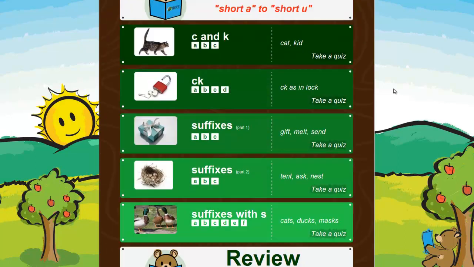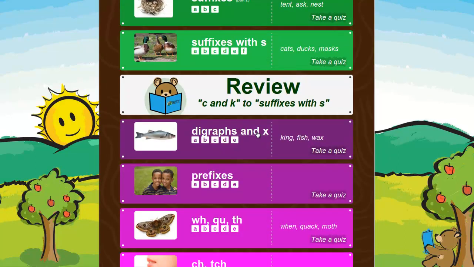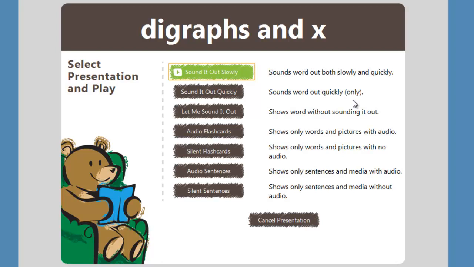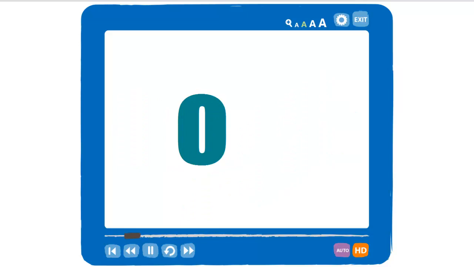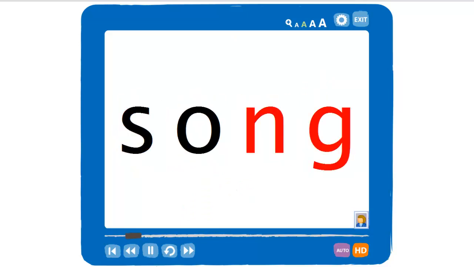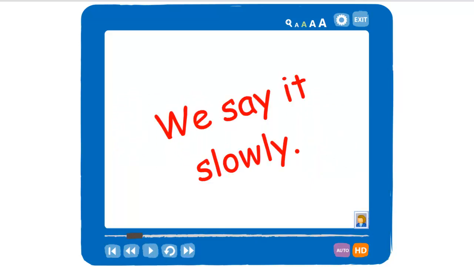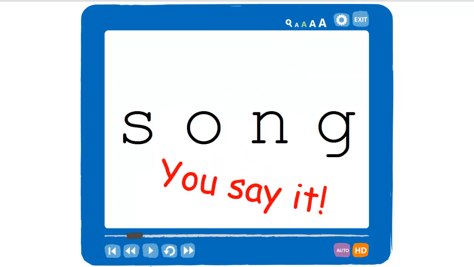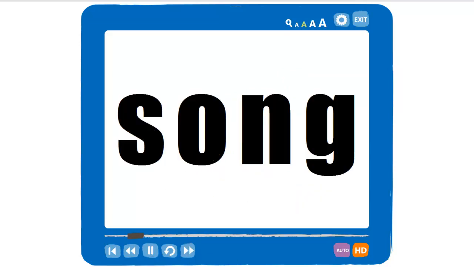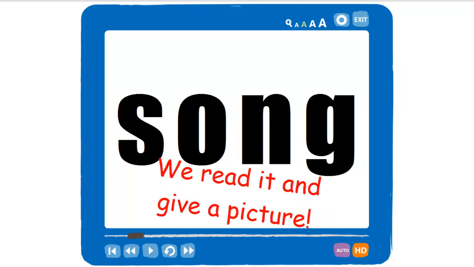Let's look back at a presentation and its features. In the longest kind of presentation, sound it out slowly, we sound words out at 2 speeds, so you get very used to the sounds of the words. S, a, ng. S, a, ng. Then we put the letters together and say it slowly. Song. Next, we ask you to say the word. What does this say? Then we read the word at regular speed and illustrate it with a picture.